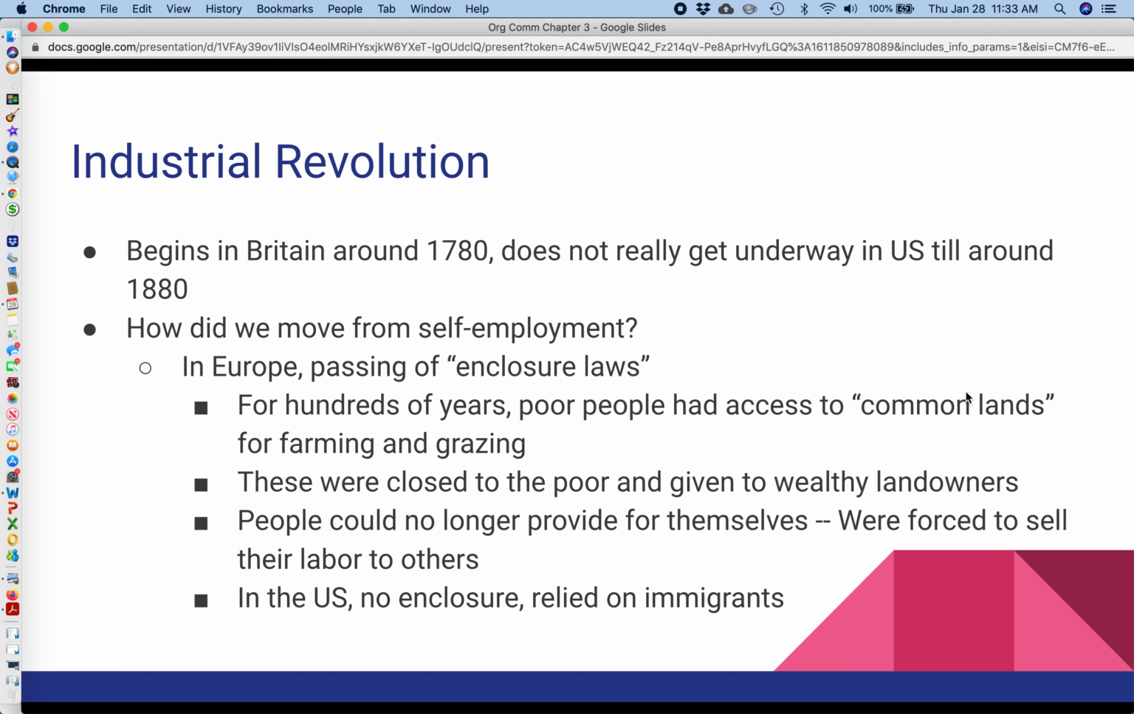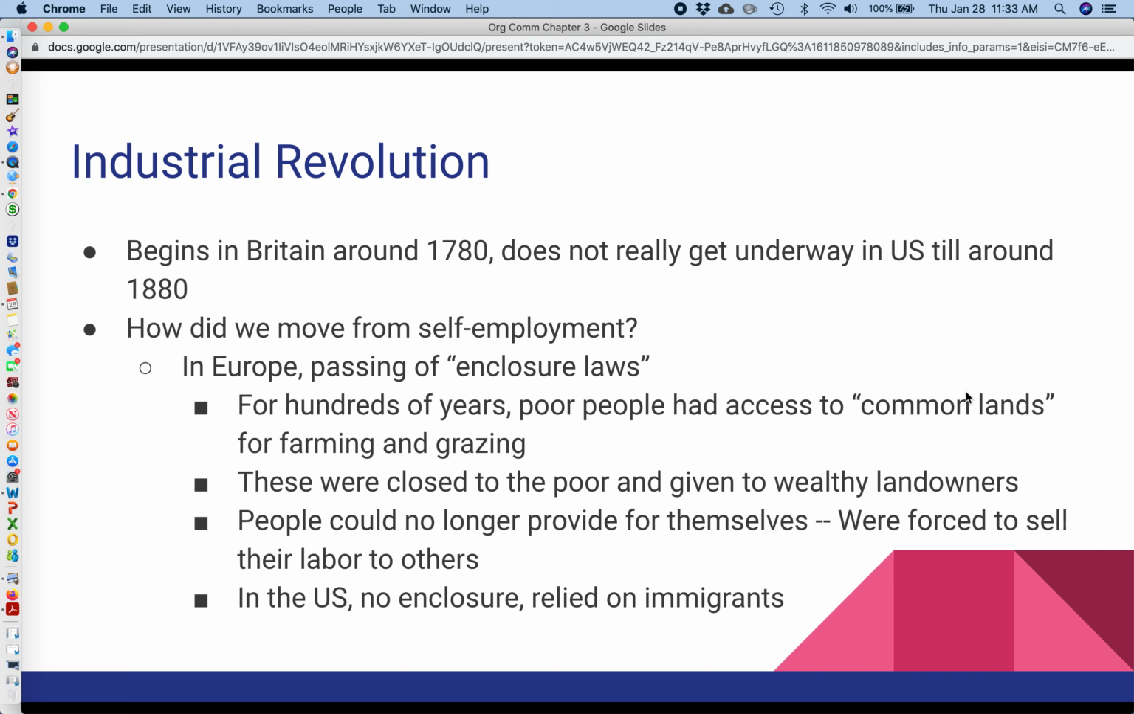You couldn't go out to the commons and grow your crops and let your cattle graze and so on, right? And so as a result, poor people were left without resources. The only resource they really had was their own labor, right? Their own ability to go out and work. And so if that's all you've got, that's all you could sell, right? So as a result, they were forced to sell their labor to others.